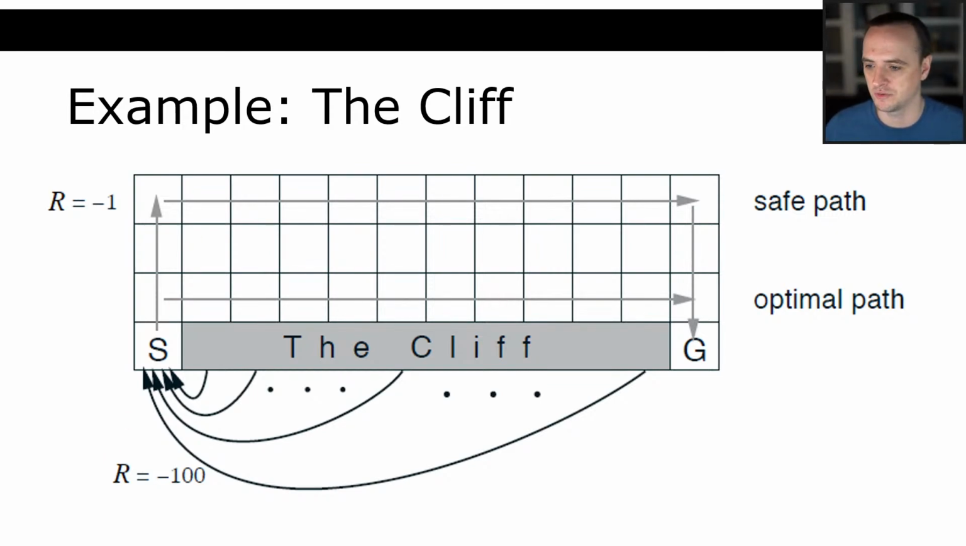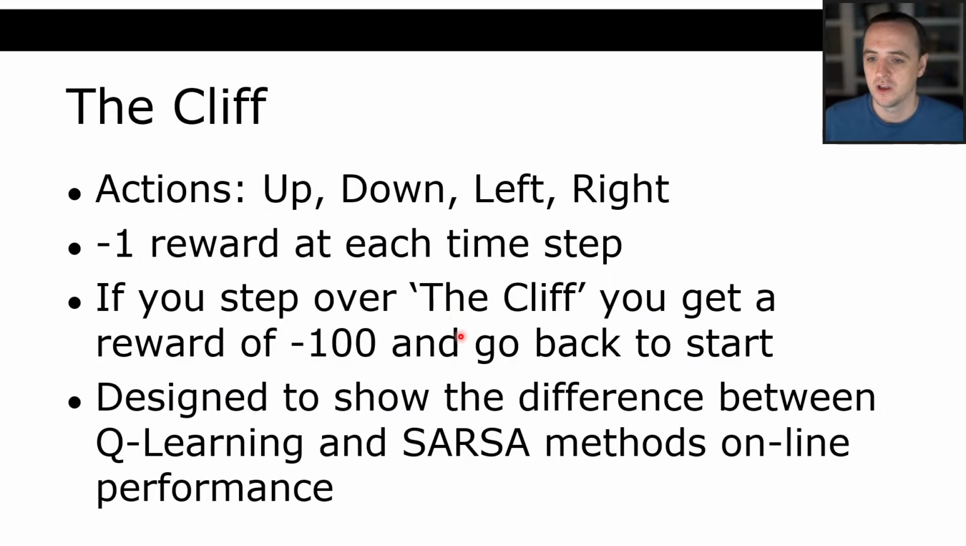So what SARSA will end up doing is SARSA will learn to take this path all the way around and avoid being near the cliff, because SARSA is learning the policy. It's learning the values for the policy that incorporates the exploration. But because Q-learning is saying, no, don't learn the exploration part. I want you to learn the optimal thing to do at the next state. So this example is designed specifically to show the difference between Q-learning and SARSA.